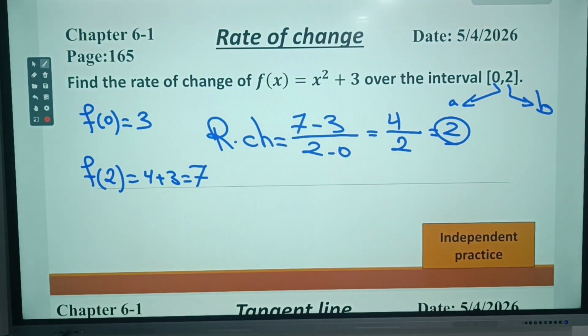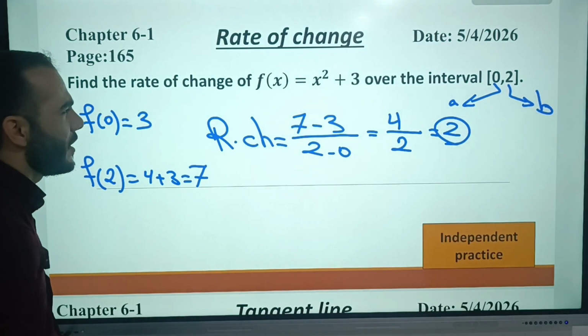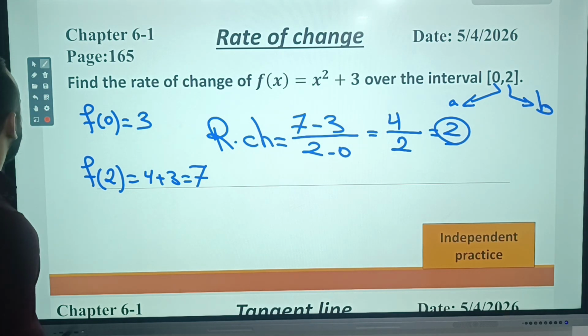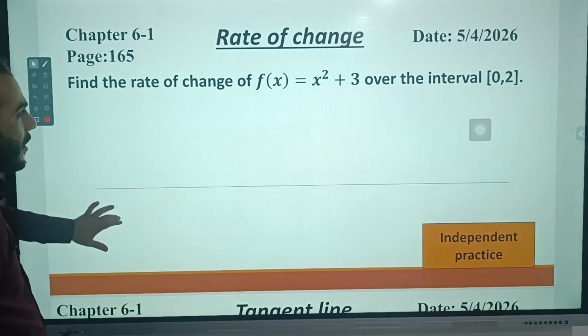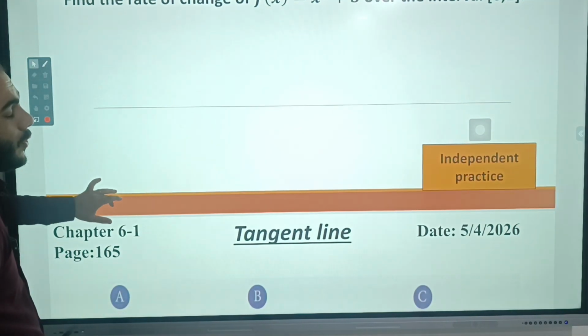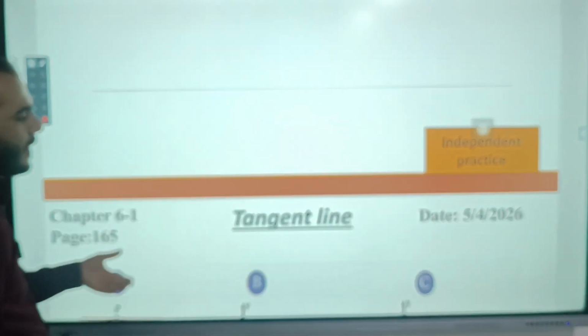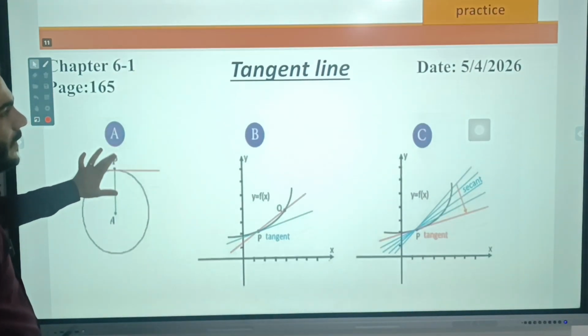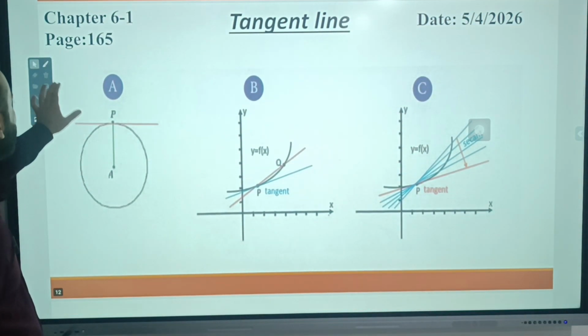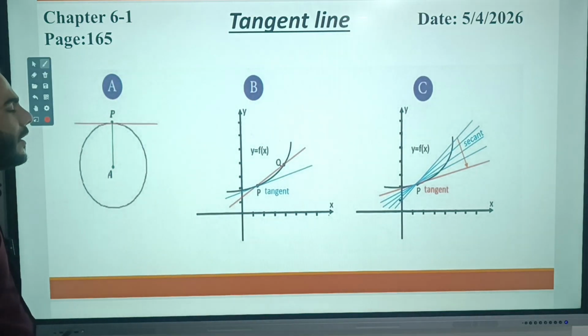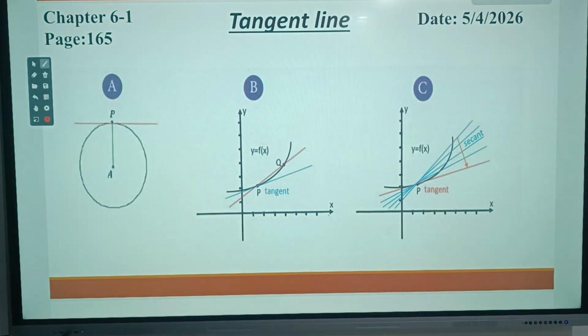Easy, right? Perfect. This section, actually this chapter, is very interesting. There are lots of formulas in it, rules. We are going to see them in the upcoming slides, but still, since it's calculation, it's easy. All right. So here we are going to talk about something else that we call tangent line.